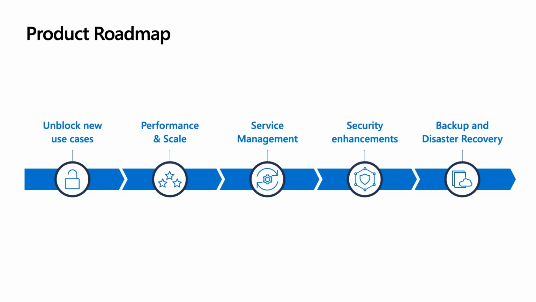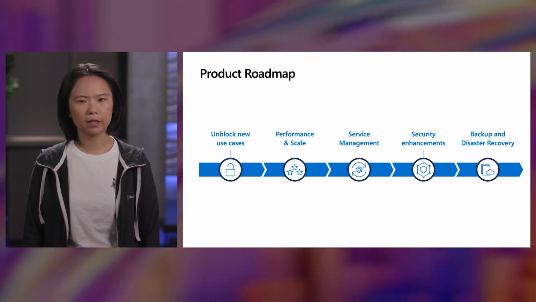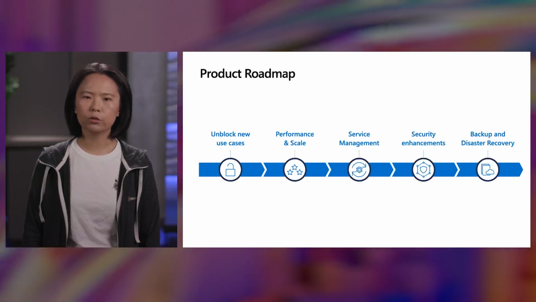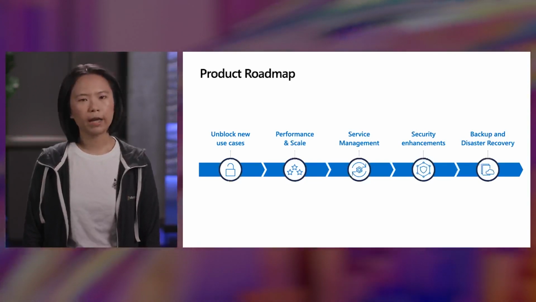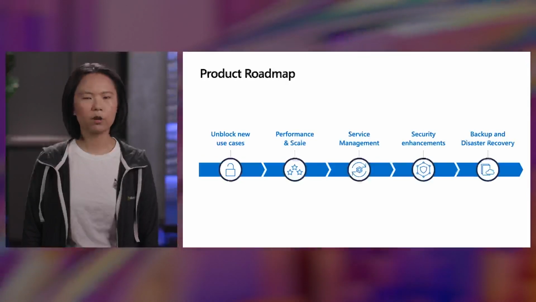Thanks, Adarsh. What you heard from me today is just the preview capability of this new Elastic SAN offering. We have more enhancements to come. We'll unblock new use cases supporting integration with more compute options. We'll further extend the scalability and performance targets of Elastic SAN on IOPS, megabytes per second, and capacity, while reducing latency. We will enhance our service management and security capabilities by offering SCSI PR support, server-side encryption with customer-managed key, and enable private endpoint support.